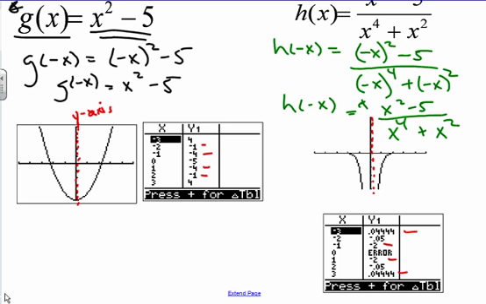So from all those observations, we can identify algebraically, graphically, and numerically that this is, in fact, an even function. So even functions, you plug in a negative, you get the same out. It has symmetry over the y-axis.